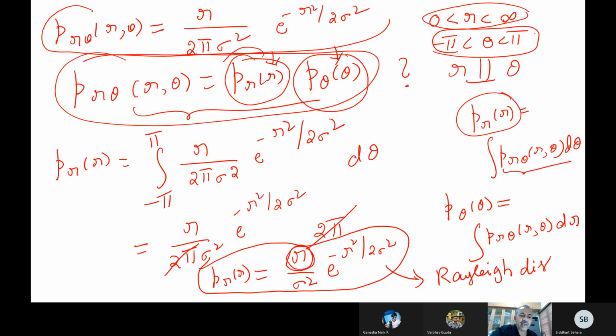Okay, so Rayleigh, it's a very famous distribution actually. So Rayleigh distribution we call this one. Okay, now this is P_R of R. Now we find out P_theta of theta. So now for this you have to integrate P_R,theta of R comma theta over R. So this we have to do.